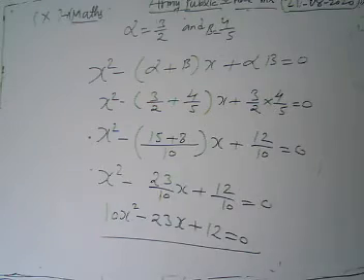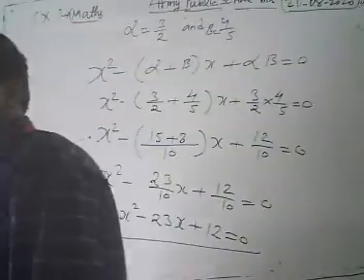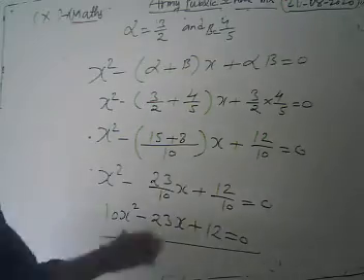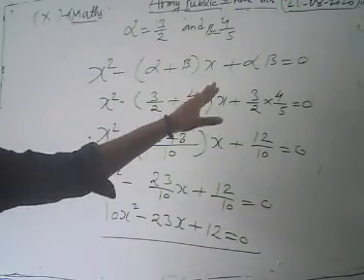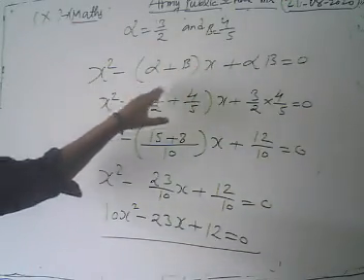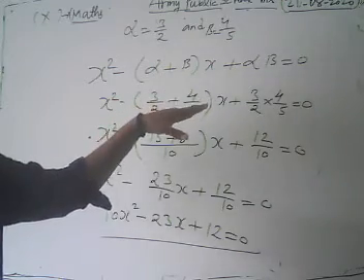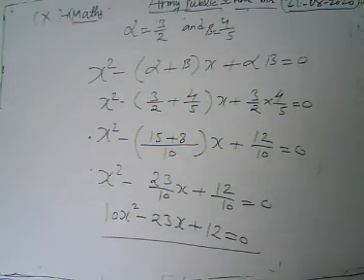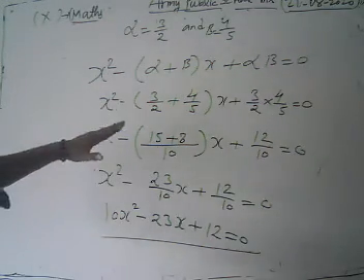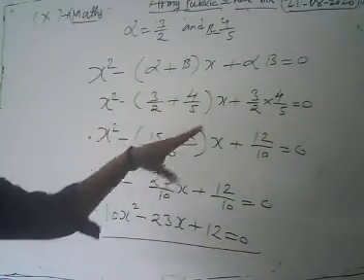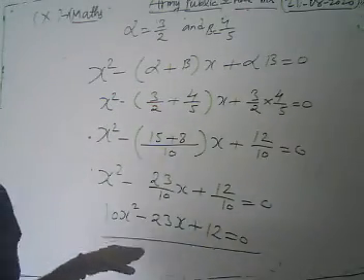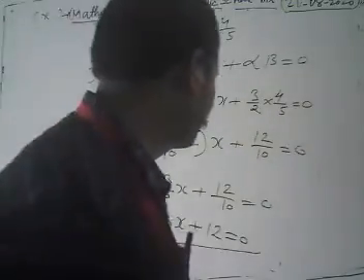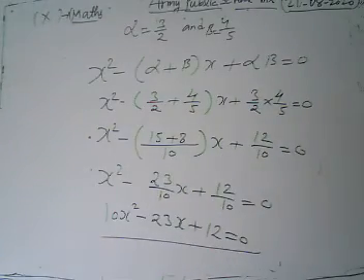It was asked to form a quadratic equation whose roots are 3 by 2 and 4 by 5. We start with the fact that whenever we are given roots alpha and beta, our quadratic equation can be formed as x square minus (alpha plus beta) x plus alpha beta equal to 0. Then we put in the values of alpha and beta, and after solving we get our required quadratic equation: 10x square minus 23x plus 12 equal to 0.